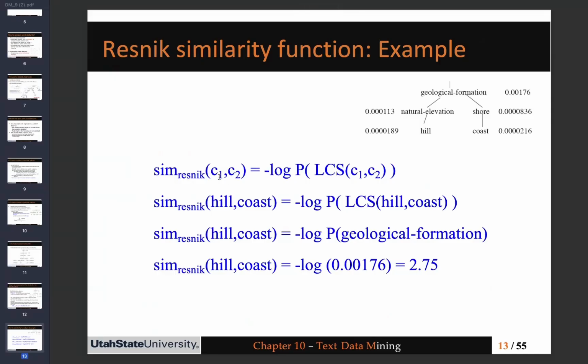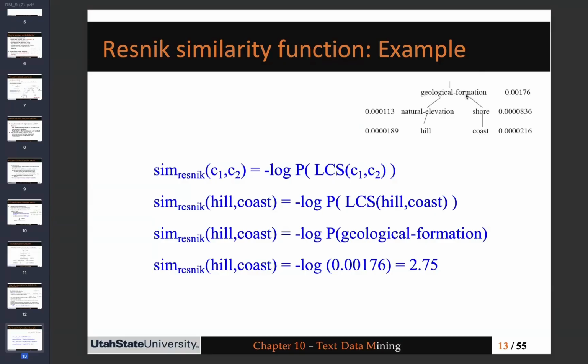Okay, so similarity Resnik between C1 and C2 is equal to minus log of probability of the lowest common subsumer of C1 and C2. And here I'm trying to find the similarity between hill and coast. So hill and coast, the first parent that they share is geological formation, right? So although they do have a direct parent of natural elevation and shore, respectively, they do not share this parent together. So therefore, the lowest common subsumer happens to be geological formation.